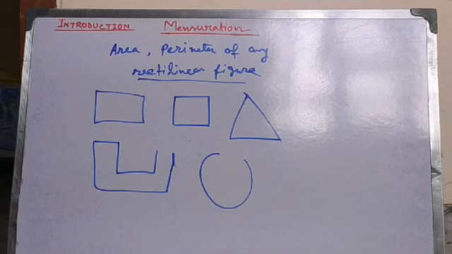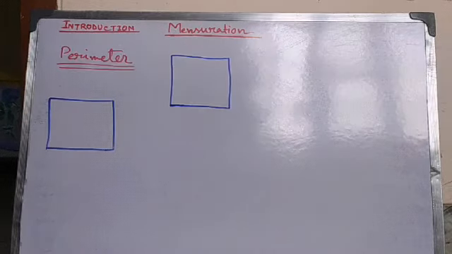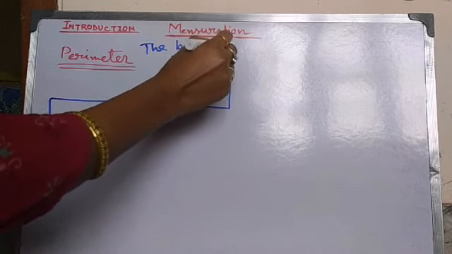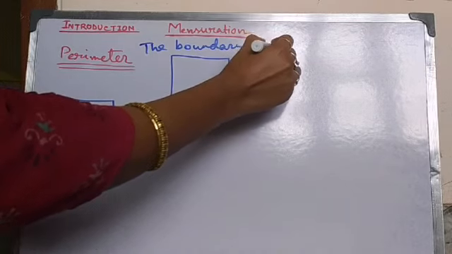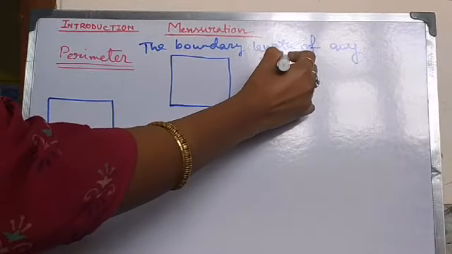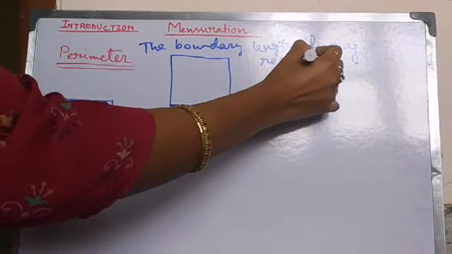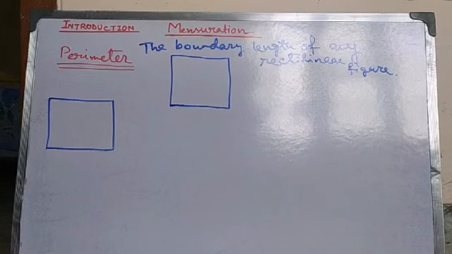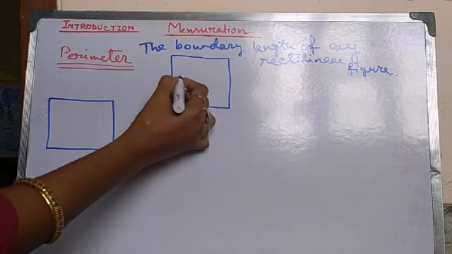So now we will discuss the perimeter of rectilinear figures, rectangle and square. Now I am going to discuss perimeter. What do you mean by perimeter? Perimeter means the boundary length of any rectilinear figure. Here this is a square. Square I have taken.